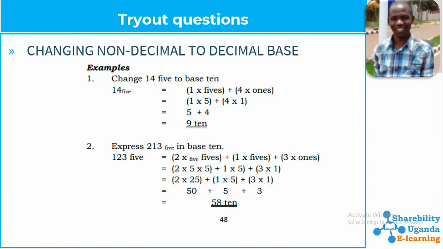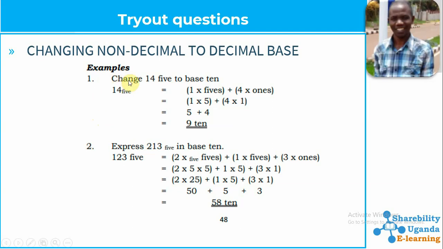So when they say change 14 base 5 to base 10, what we should know is to recall our place values as we looked at in our recent video. Please, if you didn't watch our recent video, check it out so that you can move at the same pace with us. But don't worry, we shall explain to the maximum until you pick it.